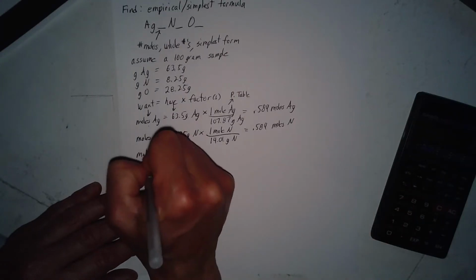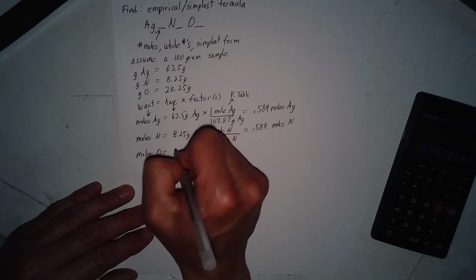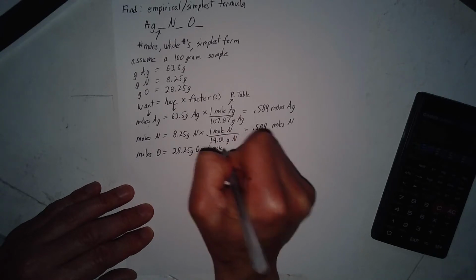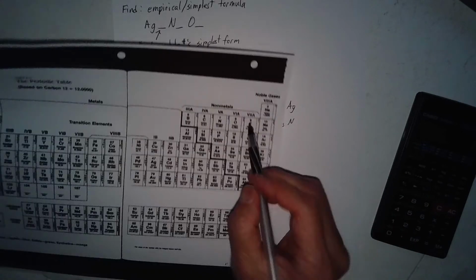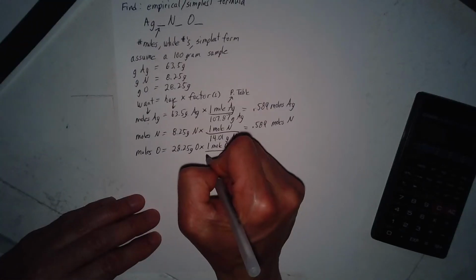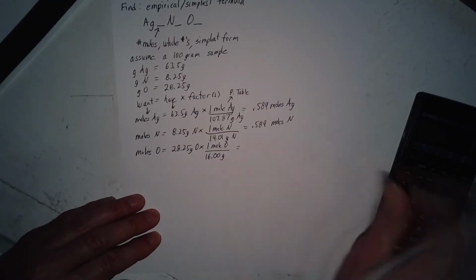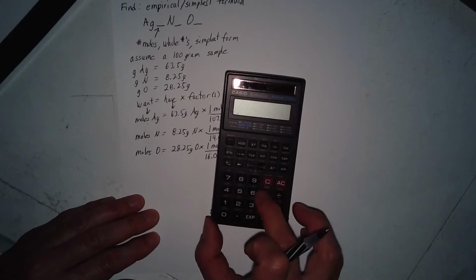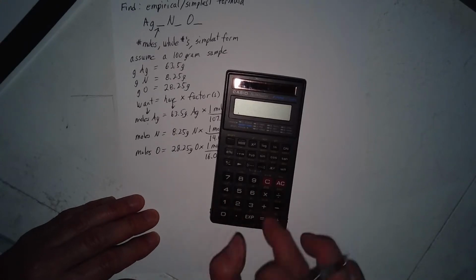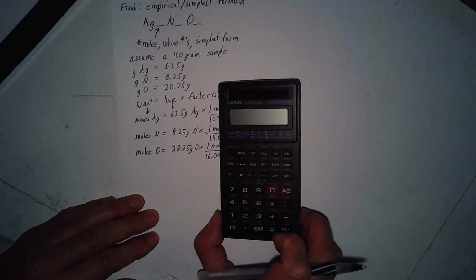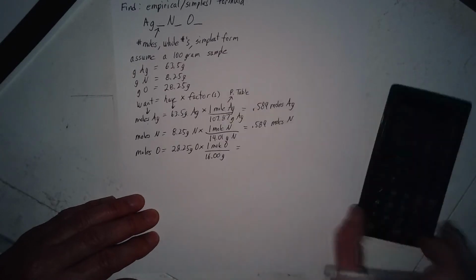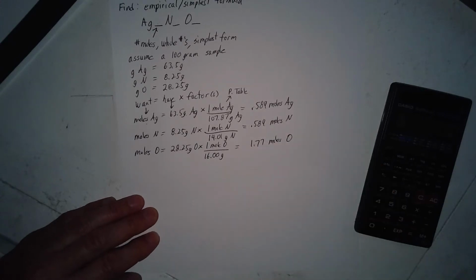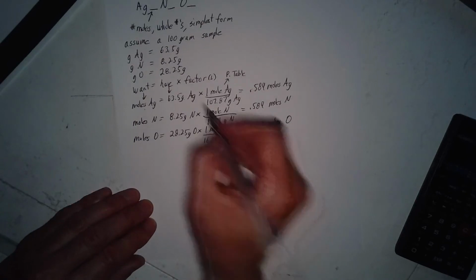And then finally, we have moles of oxygen, looking at 28.25 grams of oxygen times 1 mole of oxygen for every 16 grams, if you round it. Let's crunch this: 28.25 times 1 divided by 16, and we are looking at 1.77 moles of oxygen.